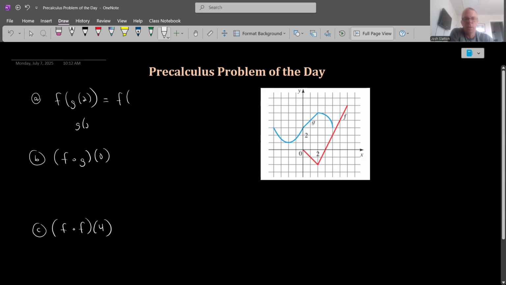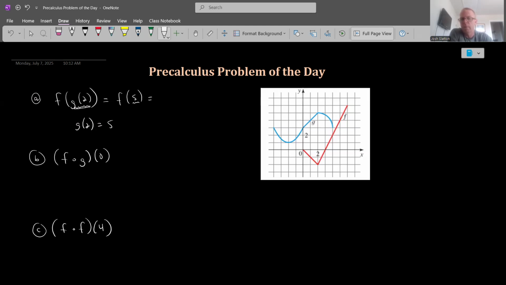So g of 2, we can see the blue one here is g, and here is 2. So 1, 2, 3, 4, 5. So g of 2 is 5. That means that we need to figure out what f of 5 is. So this g of 2 is going to become 5. And so now we need to find f of 5. So 1, 2, 3, 4, 5.